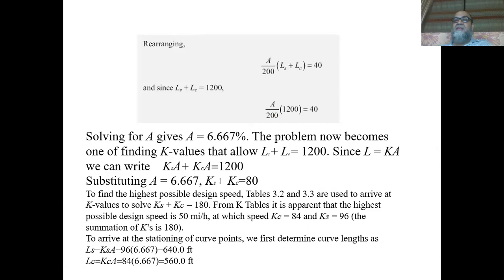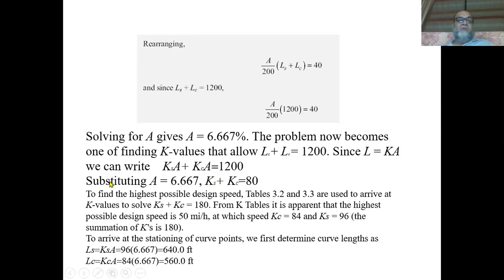Now, as we know A, we can always find the values of Ks and Kc. Why? Because A is known to us. We know KSA plus KCA is also 1200. This is our fundamental curve. Length of sag curve plus length of crest curve is 1200. And we know A is equal to 12.667.